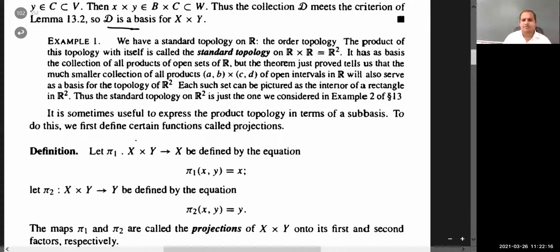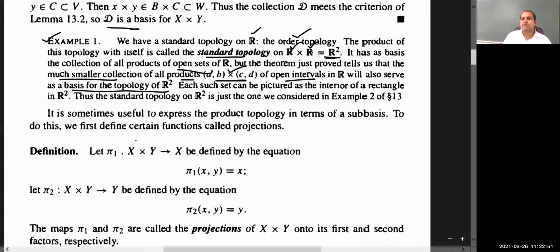So now example 1, you can see example 1. We have a standard topology on R, the order topology. Basically on R, we have seen that standard topology and order topology are the same. The product of this topology with itself is called the standard topology on R2. Here we are taking the Cartesian product of these two, x and y, and on both we have a standard topology. It has a basis, the collection of all products of open sets of R, but the theorem just proved tells us that the much smaller collection of the products AB cross CD of open intervals in R will also serve as a basis for the topology of R2.